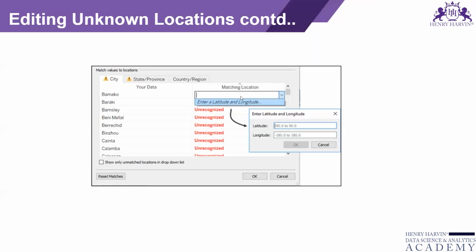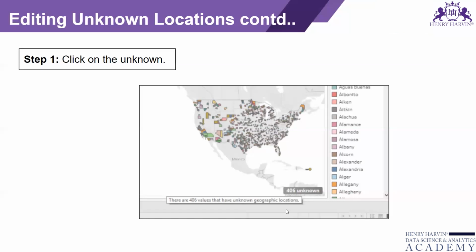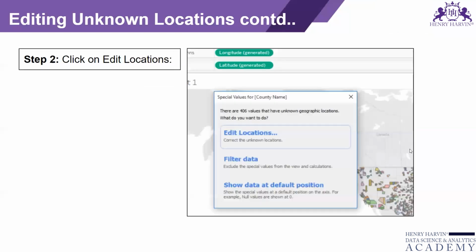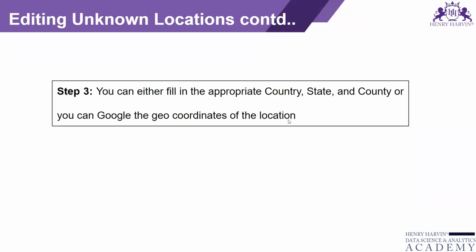So what you can do is enter it in the list. You can get an option to enter the latitude and longitude. When you know the latitude and longitude of, let's say, this city called Bamako, when you enter it in latitude and longitude, Tableau will plot it on that particular point. In that way, Tableau will understand, okay, this is a new city called Bamako, which is located at this particular latitude and longitude. You got my point? See here, click on the unknown, edit locations.